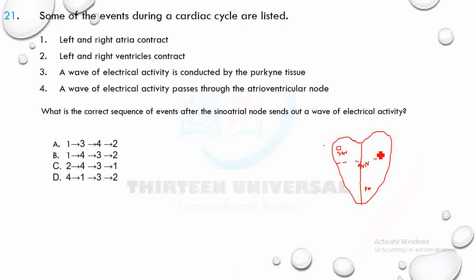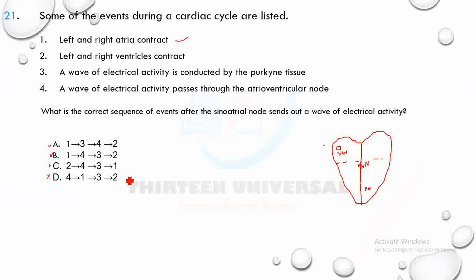It then sweeps across the atrial wall. These are the atria, the upper chambers. These are the ventricles. So it sweeps across the atrial wall, causing the atria to contract. So the first one there is left and right atria contract. Come to the options. Where is number one? The first one is in A and B, so C and D are eliminated. Let's check again.